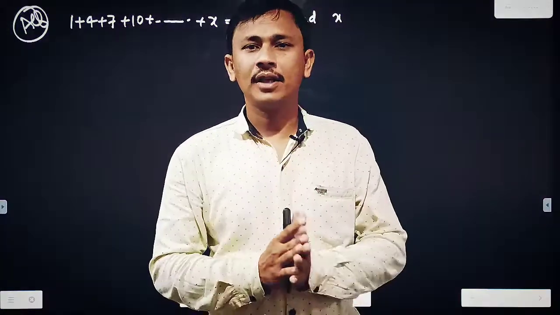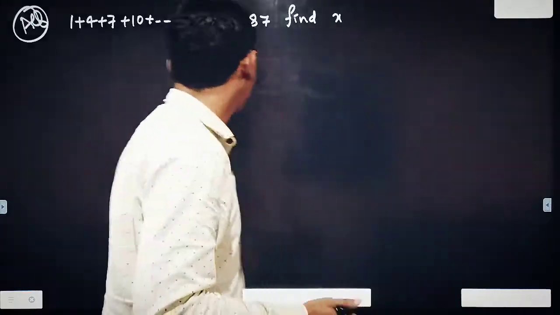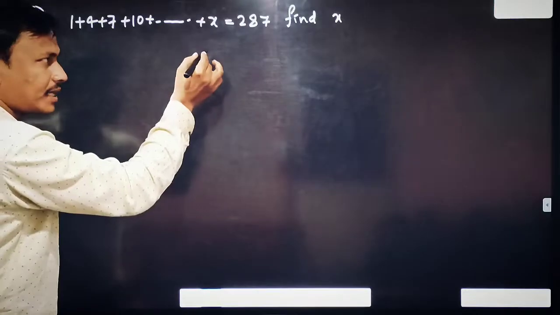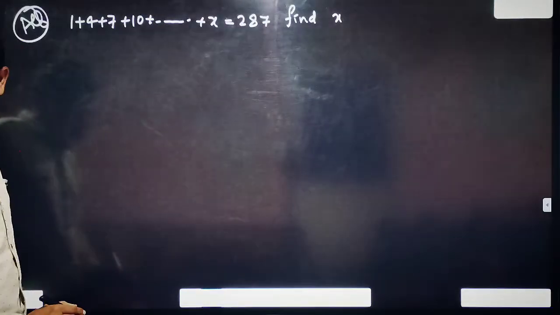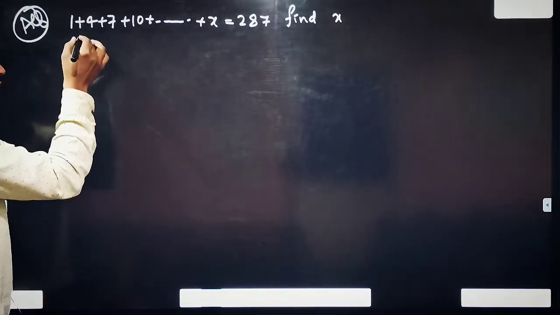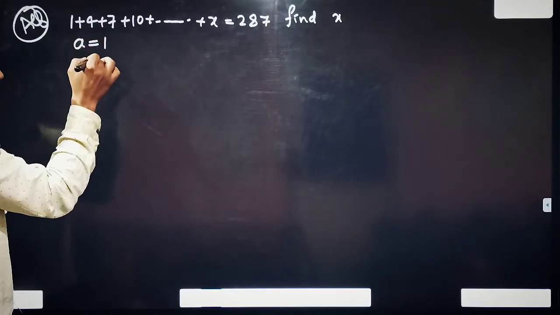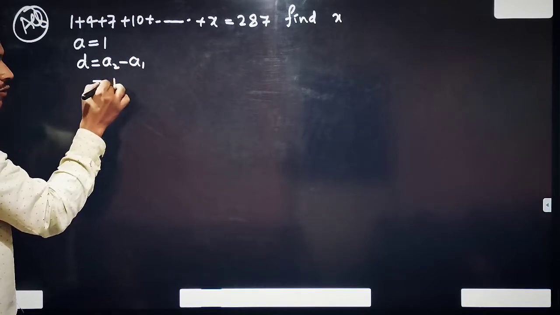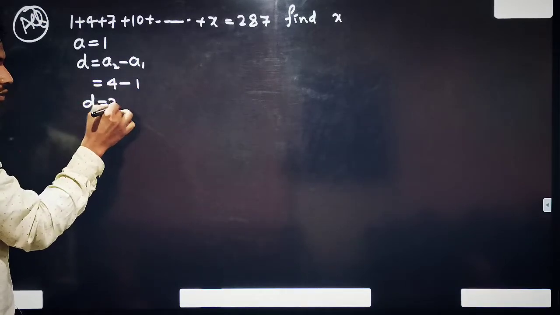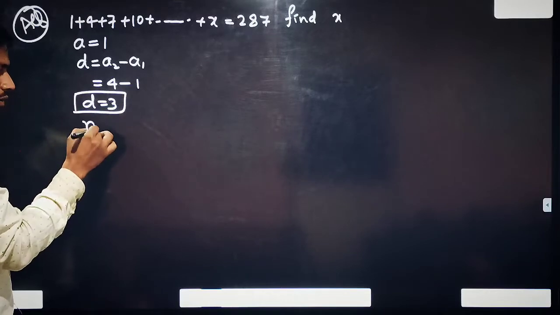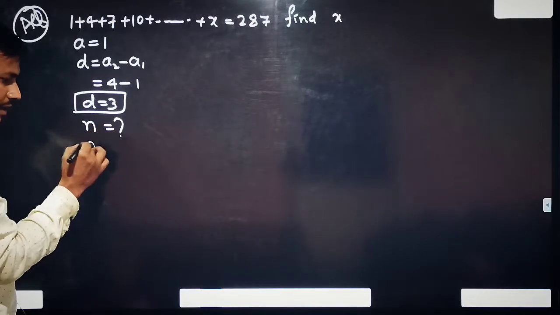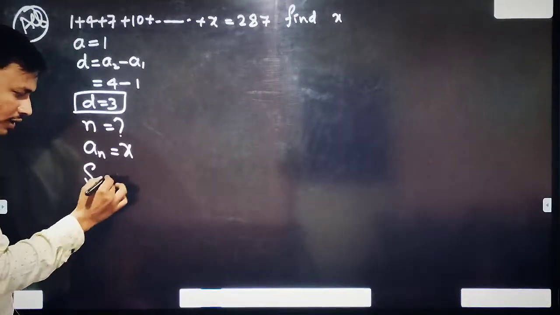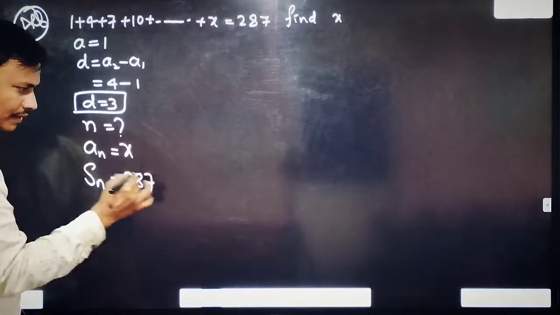Very important applied question. What is the question here? 1 plus 4 plus 7 plus 10 and so on plus x is equal to 287. What are the given things here? a is equal to 1, d is equal to a2 minus a1, 4 minus 1, d is equal to 3. What is the n value? Don't know. What is the last number? x. What is the sum of all terms? 287. What we need to find?